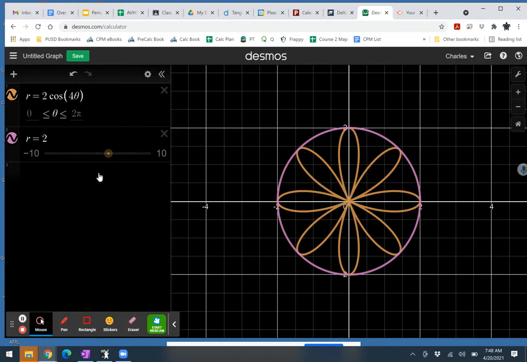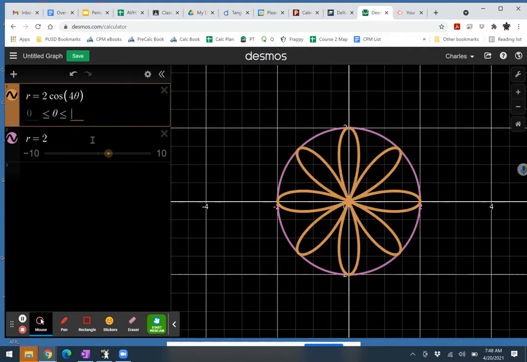So basically what I need to do is find the area of the circle and subtract the area of the flower. The area of the circle is going to be easy. That's pi r squared. That's 4 pi. The area of the petal, well, let's see.